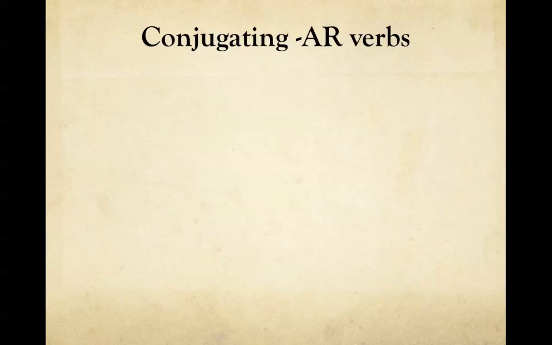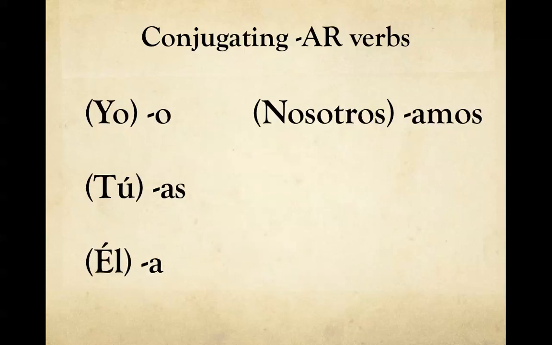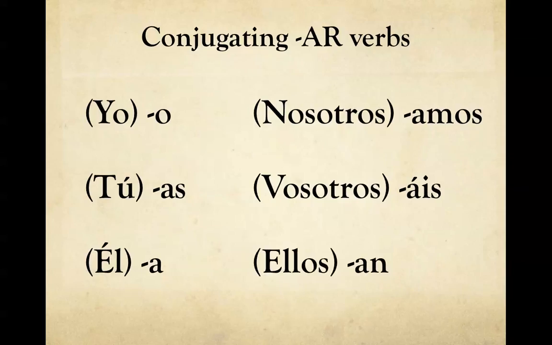So conjugating AR verbs is actually pretty basic. First, you get the stem or the root from the infinitive by removing the AR, and then you just attach the appropriate ending depending on who is speaking. So if I am speaking, it's an o. If you want to say you, it's as. Amos, áis, and an. Also note that the vosotros form, the áis form, has a tilde over the letter A. So these are all the endings that we need to construct conjugated verbs.